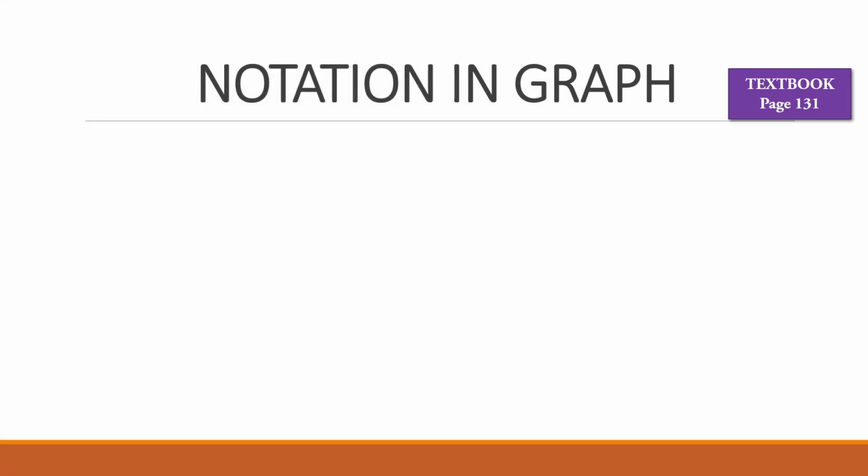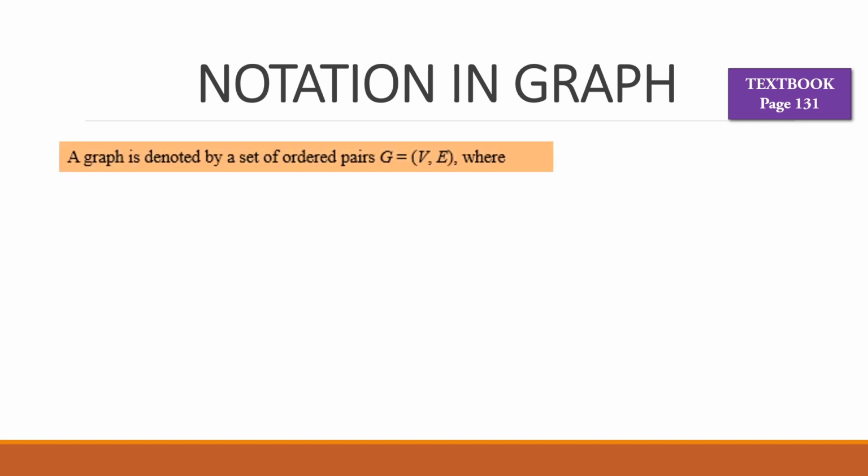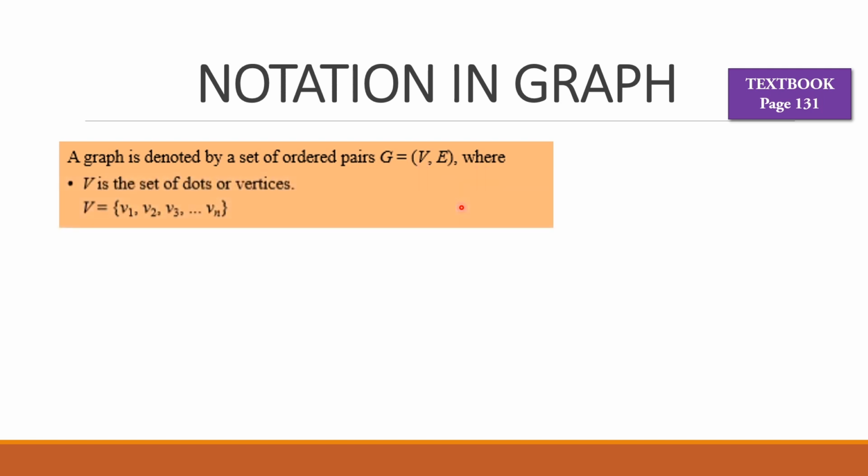Okay, let's see the notation that we are going to use in this topic. You can refer to textbook page 131. A graph is denoted by a set of ordered pairs. We already learned ordered pairs before, where we write G, G stands for graph, is equal to (V, E). This is what we call an ordered pair. What is V? V is the set of dots or vertices. To make it simple, V is for vertices.